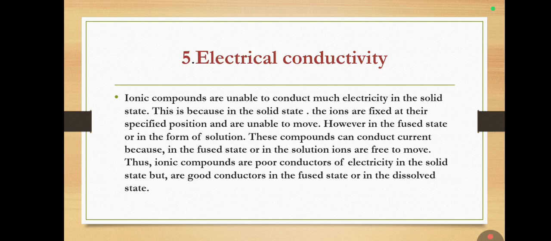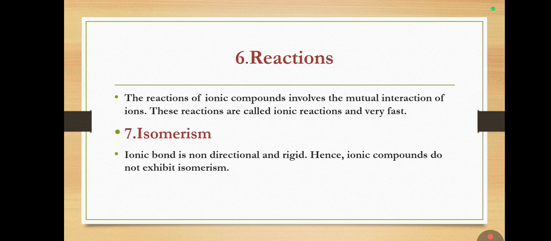Fifth one, electric conductivity. Ionic compounds are unable to conduct much electricity in the solid state. This is because in the solid state the ions are fixed at their specified positions and are unable to move. However, in the fused state or in the form of solution, these compounds can conduct current because the ions are free to move. Thus, ionic compounds are poor conductors of electricity in the solid state but are good conductors in the fused state or in the dissolved state.